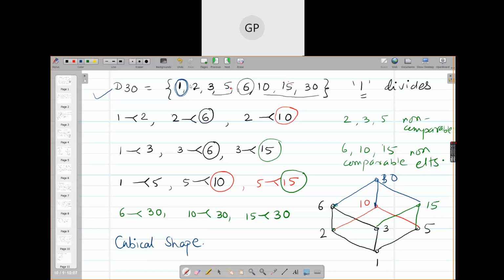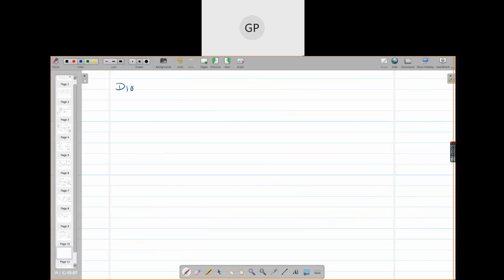Now will you try D105? D105 also had 8 divisors, right? We saw. What is D105? 1, 3, 5, 7. So when you write 1, you write 105 immediately. When you write 3, you can write 35. 35 3s are 105. When you write 5, you should write 21. And when you write 7, it is 15. This is how you can get the divisors very quickly. So again, 8 divisors are there.